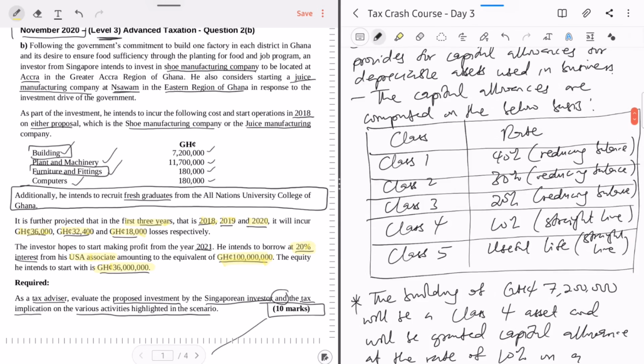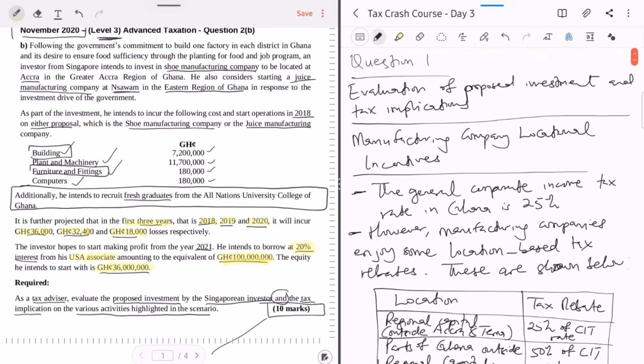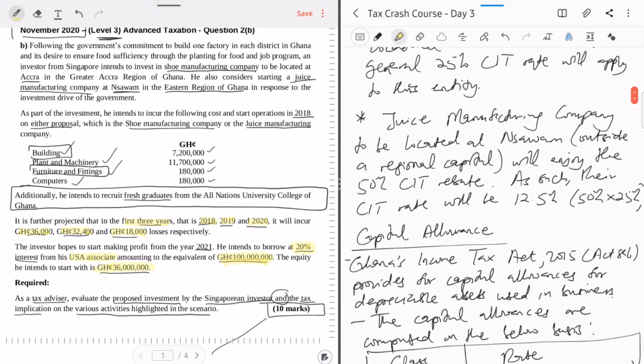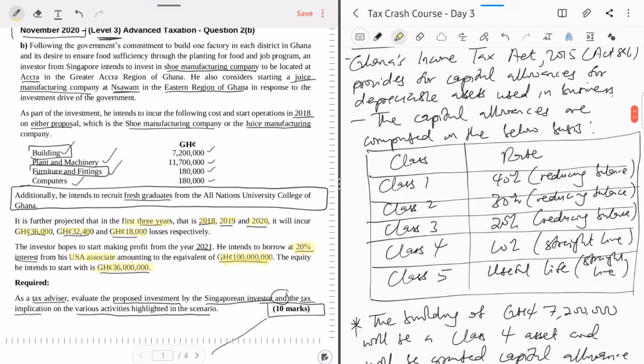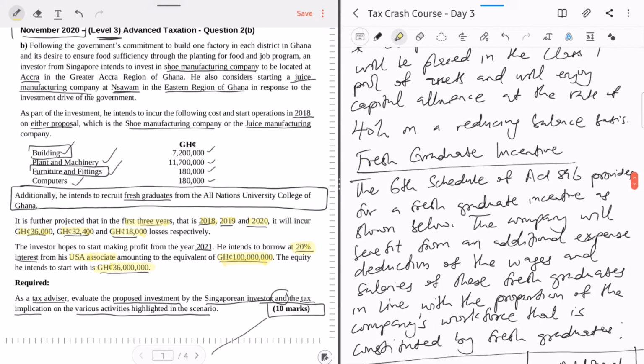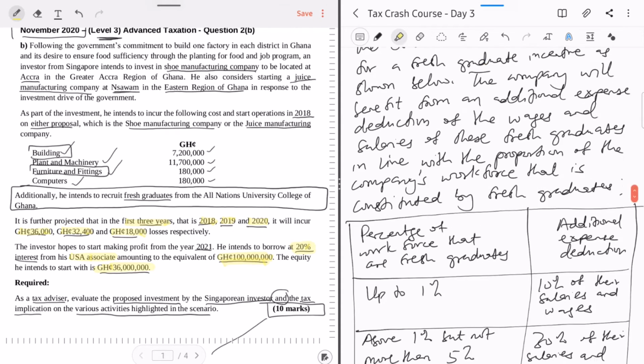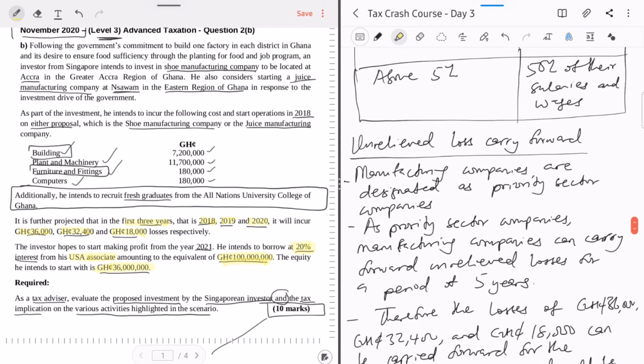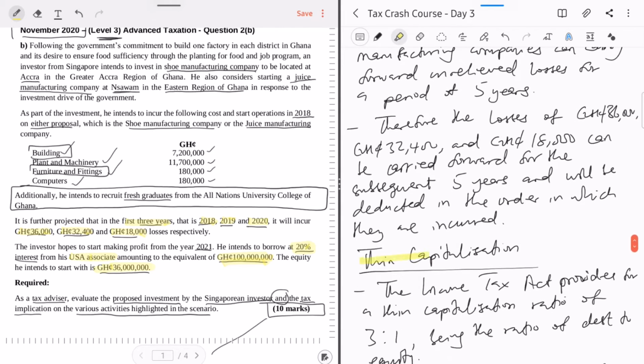So let me highlight the things we've done so far. We started by looking at the locational incentives. Then we came to capital allowance, which was quite long. Then we came to the fresh graduate incentive, where we provided the examiner with a table. Then we spoke about unrelieved loss carry forward. Then we ended with thin capitalization. If you can do this, ladies and gentlemen, this is a cool 10 marks for you. Let's move on to the next question.